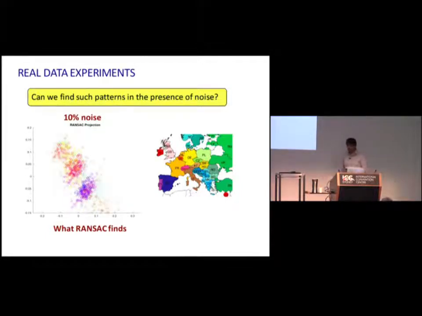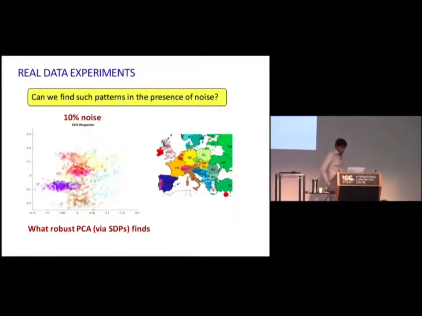You could do RANSAC, where you subsample and do PCA on it and take the best version of that. And that still produces something a little bit better, but not much better. Now, you can also do things like robust PCA. Robust PCA has many meanings.